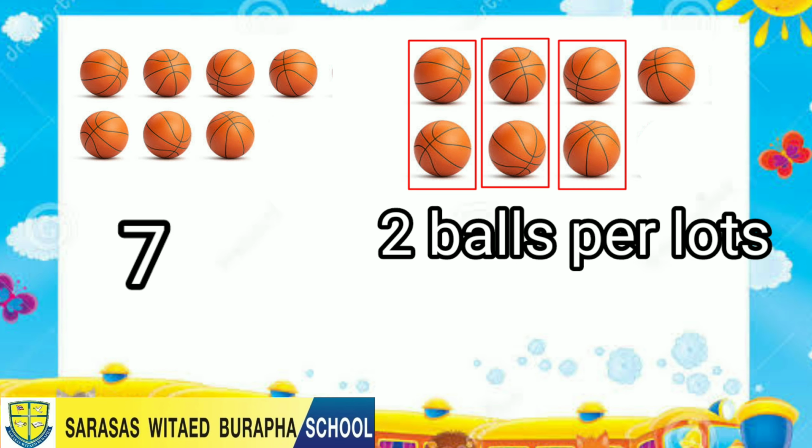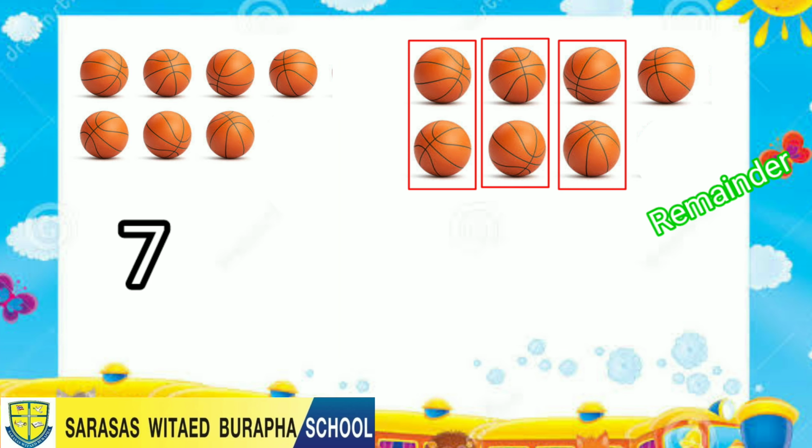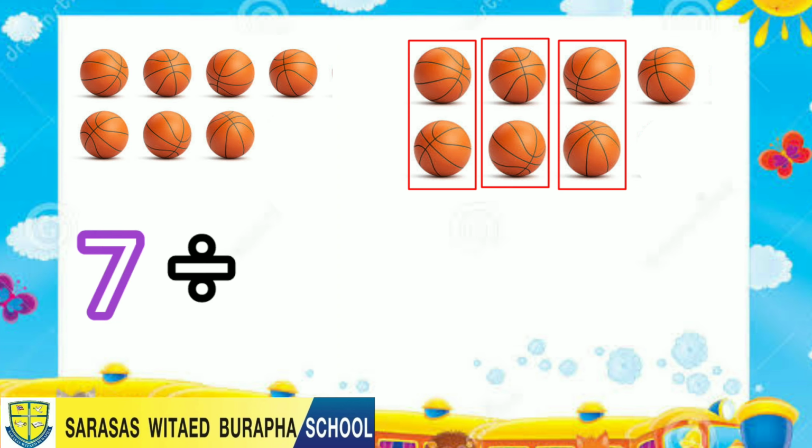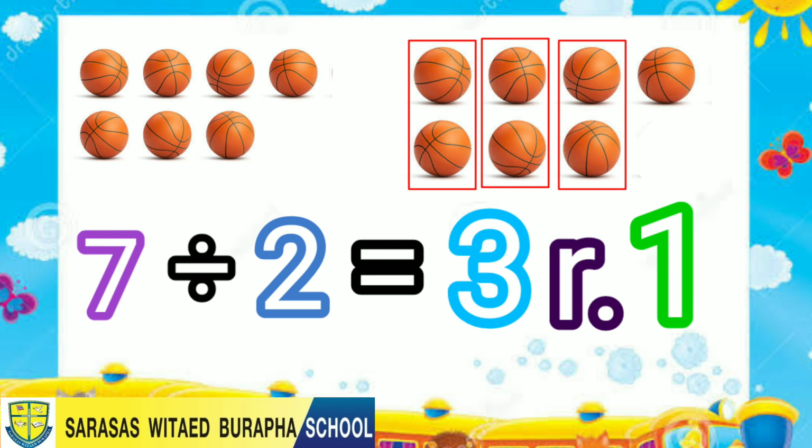But what if there's only 7 balls? Let's try it again. There are 7 balls. Each lot has 2 balls. They can be put into 3 lots with a remainder of 1 ball. This kind of division has a remainder. So 7 divided by 2 is equal to 3, remainder 1.